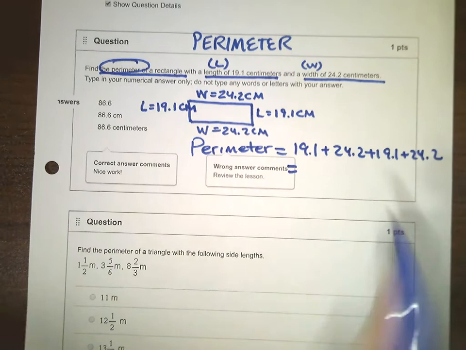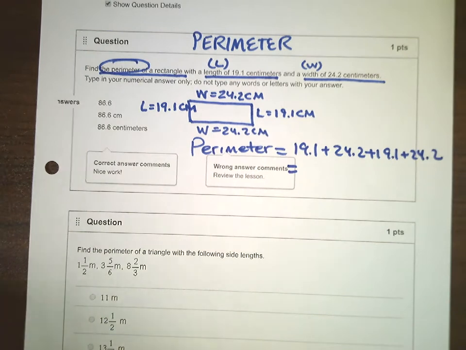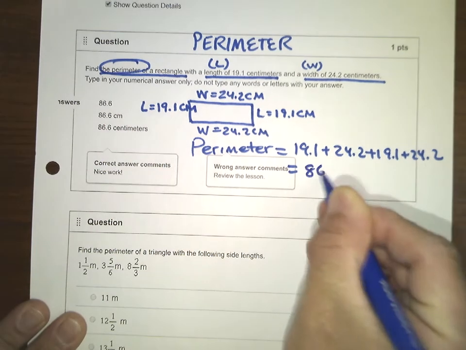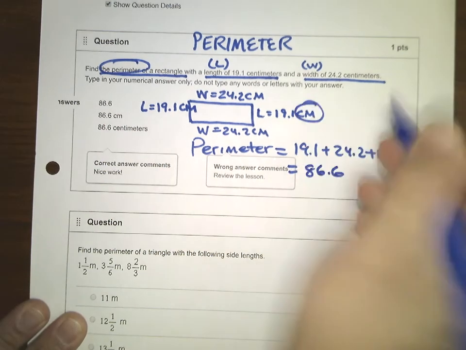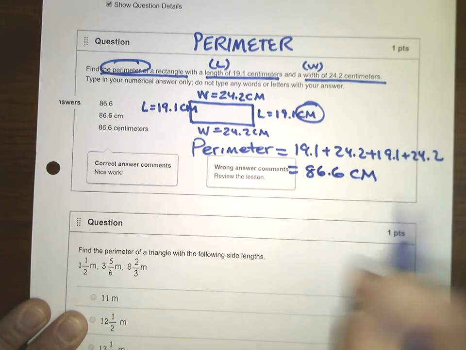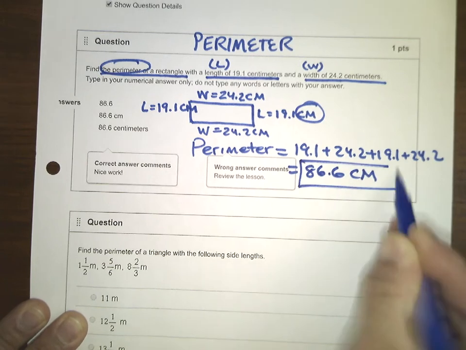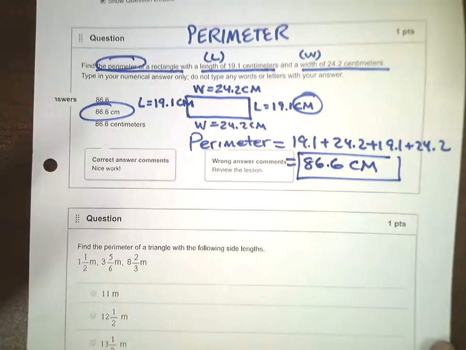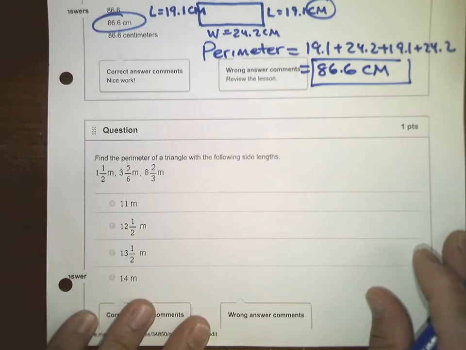All right, so if I add these all together, what am I going to get? Well, if I add 19.1 plus 24.2 plus 19.1 plus 24.2, I'm going to get 86.6. And I know that the units are in centimeters. So 86.6 centimeters right here. There's my answer. All right, so let's try another one.